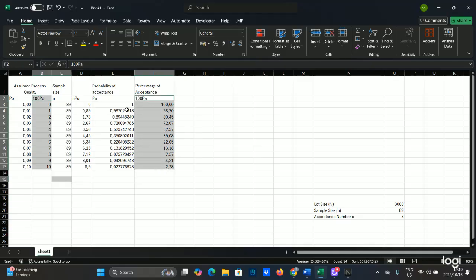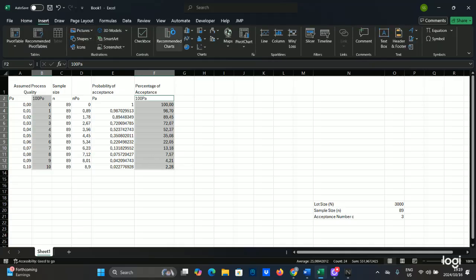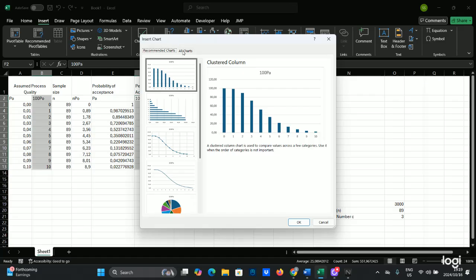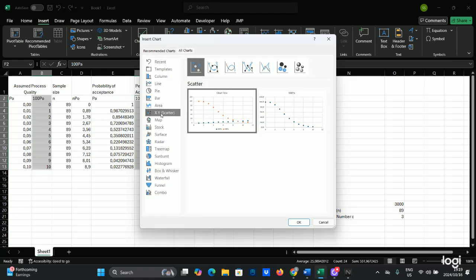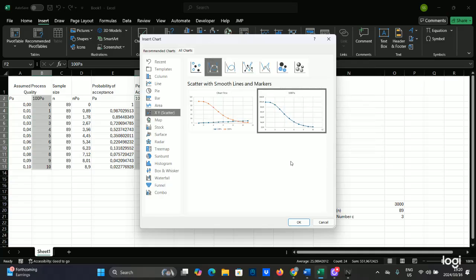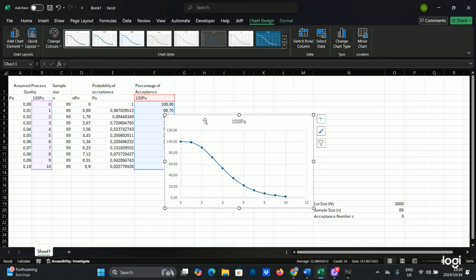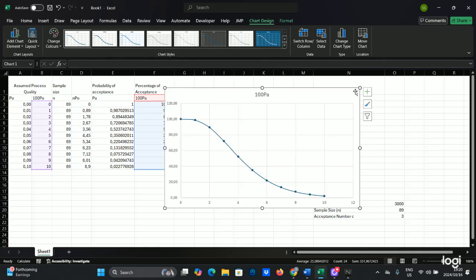So now after you've selected these points, you have to select this and this. After you've selected them, you go to insert, and then you go to recommended charts, and then all charts, and then scatter. After scatter, you're going to select scatter with smooth lines and markers. And then when I select this graph here, this is your OC curve for a single sampling plan.